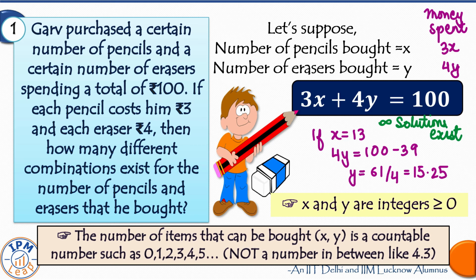This boy Garv cannot buy 4.3 pencils, for instance. He can either buy 4 pencils or 5 pencils, but not 4.3 pencils. Hope this point is crystal clear now.